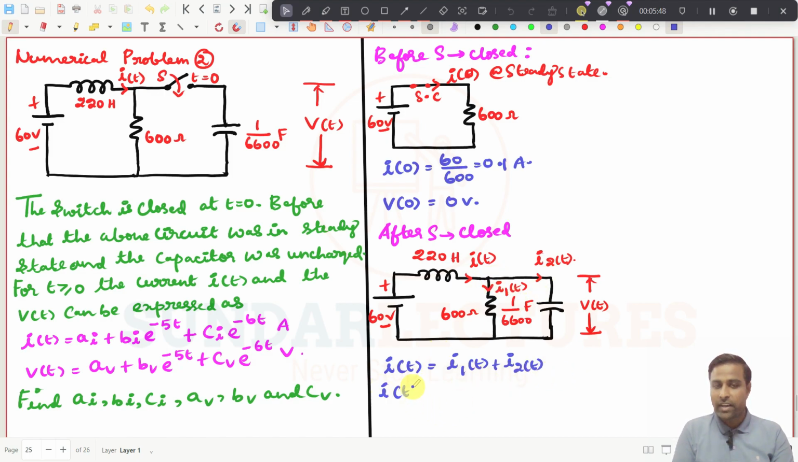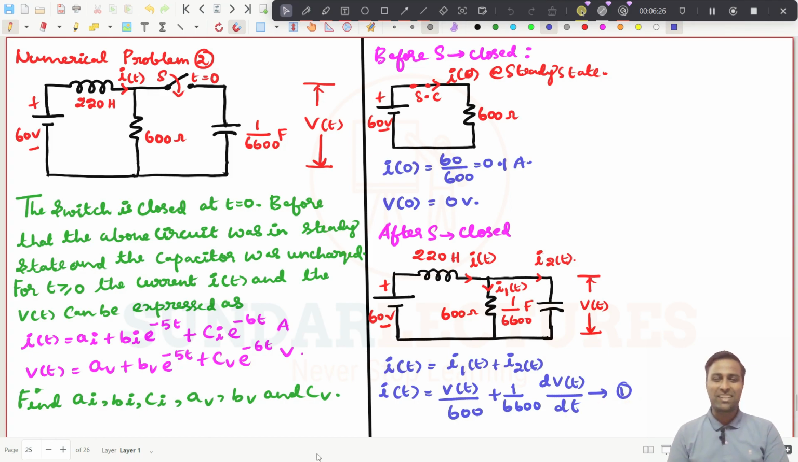And even further, what is I1 of t? The voltage across this branch will be V of t, and this is the resistance, right? So it will be V of t divided by 600, that is I1 of t, plus what is I2 of t? It is going into the capacitor, right? So it will be C dV by dt. What is C here? It is 1 divided by 6600. C dV, maybe I will write d of t, anyhow. This will be the expression. Make this expression as 1. It is very simple, right? We have just written this expression by using the given conditions.